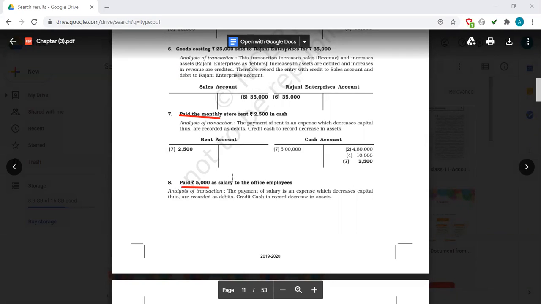Is it clear? Expenses are to be written on the debit side. If you don't understand anything, remember this rule: expenses are to be written on the debit side. When an asset decreases, it is written on the credit side.